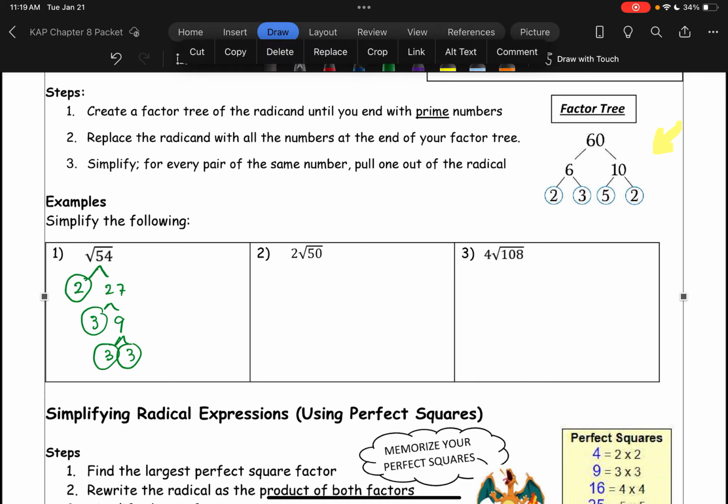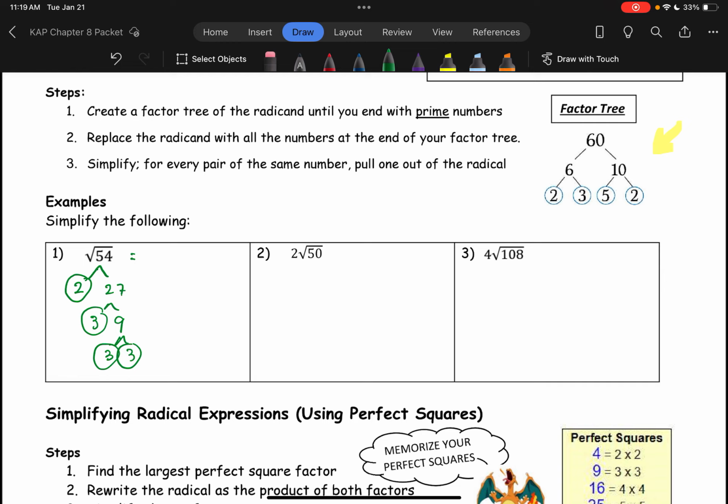So once you break down all your branches to a product of prime numbers, we're going to replace that 54 with the prime numbers that we ended at the end of our branches. So we got 2 times 3 times 3 times 3. And what we're looking for here is a pair of the same numbers, right? And I see here that I have a pair of 3's. So for every pair of the same number, we're going to cross it out and we're going to pull 1 out.